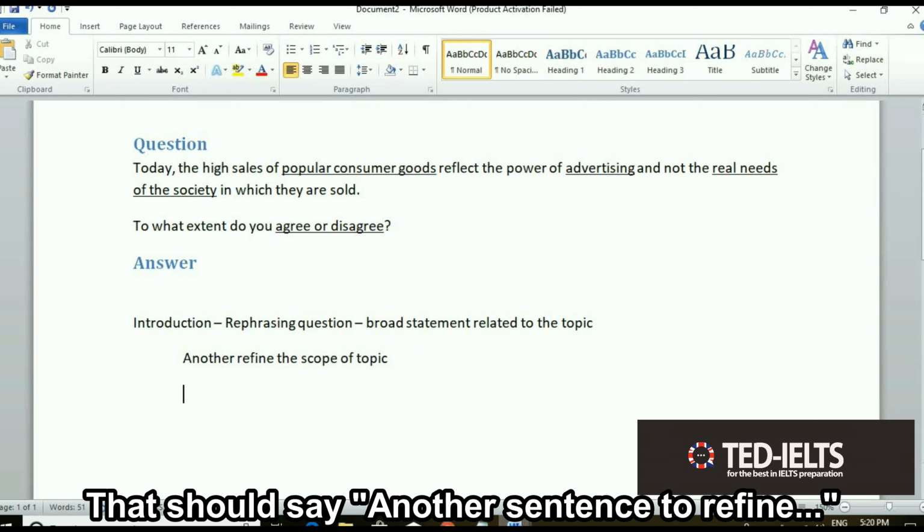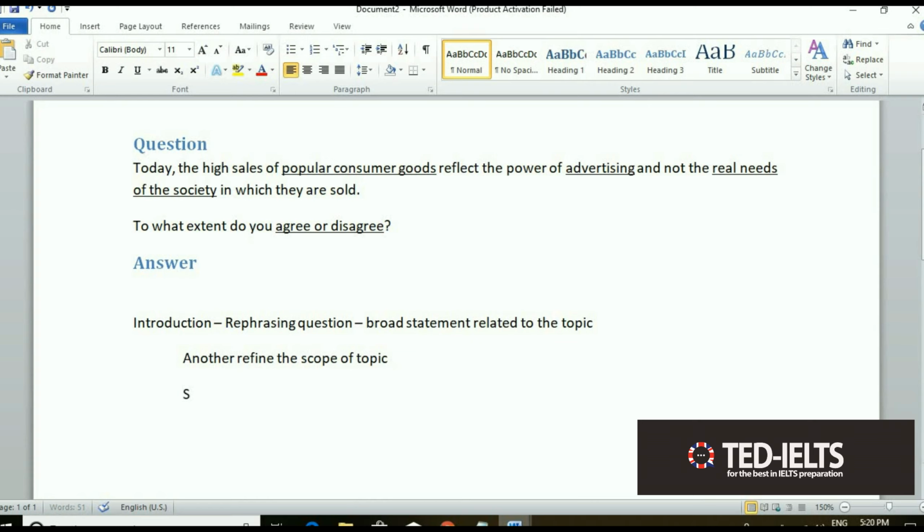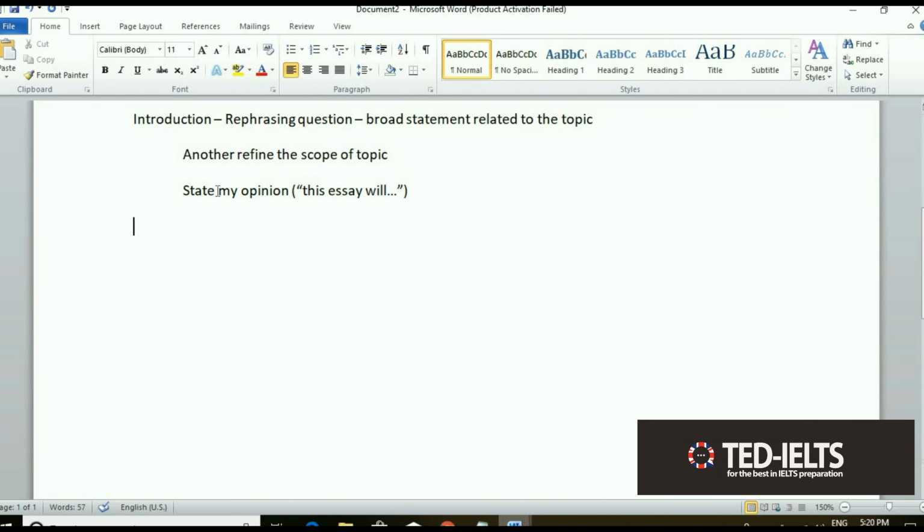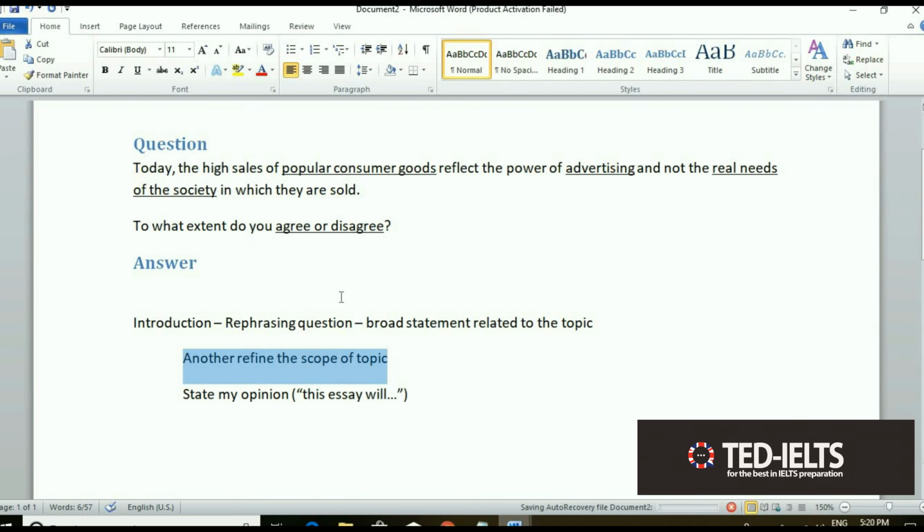Then I would have another sentence which would state my opinion, although in this case I'm going to try and avoid using personal pronouns and saying I think, even though it says to what extent do you agree or disagree. I'm going to say something like this essay will, because it makes it a little impersonal, a little more formal. That's vaguely my introduction. We don't always need this part, because sometimes just 2 sentences is enough, but I would like to have the first sentence be a really general, big topic.